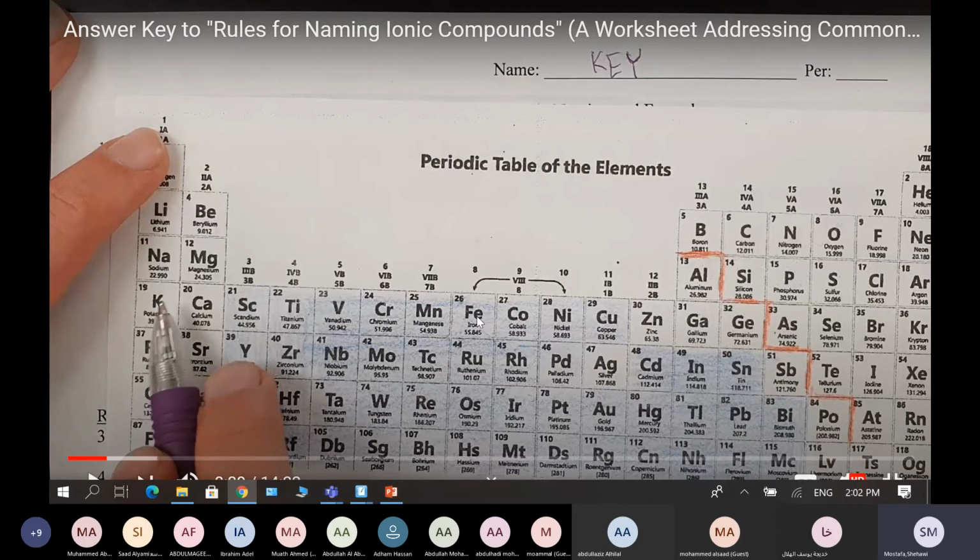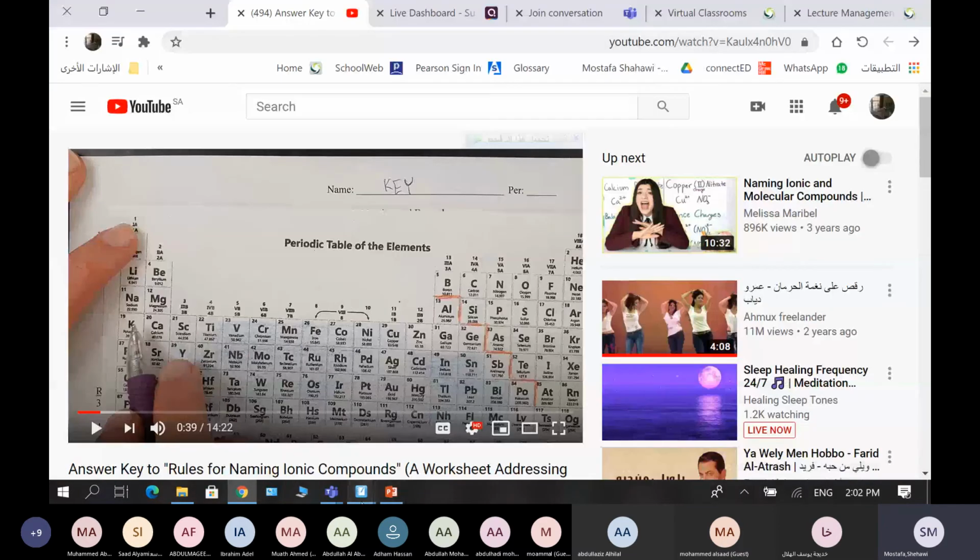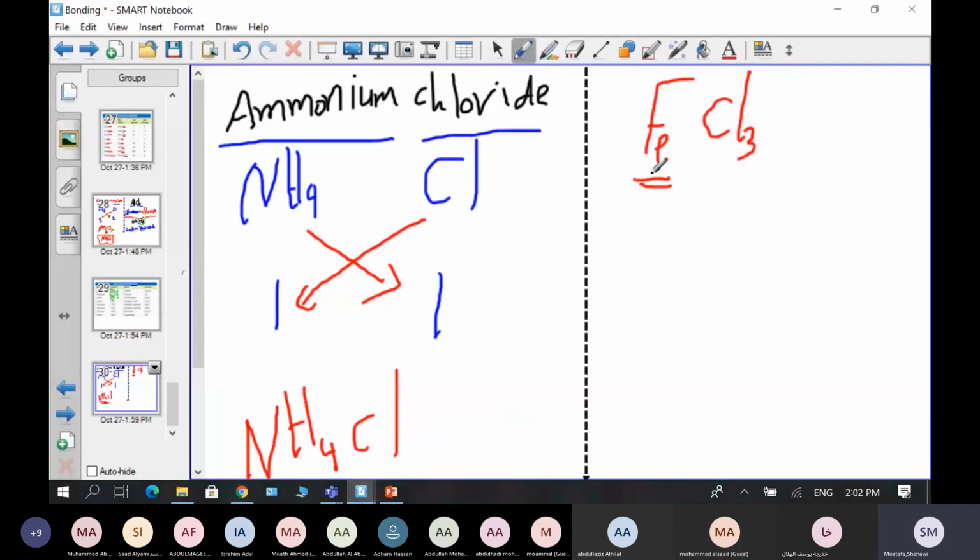For example, Fe, iron, has oxidation number positive 2, and sometimes it has positive 3. To name it here, I have to identify which one is written here. Okay? So I will write iron chloride. This is one. How to name this compound? FeCl3. How to name something like this?